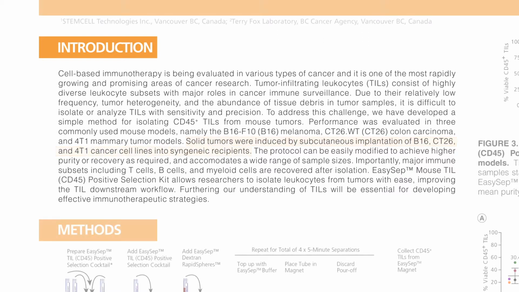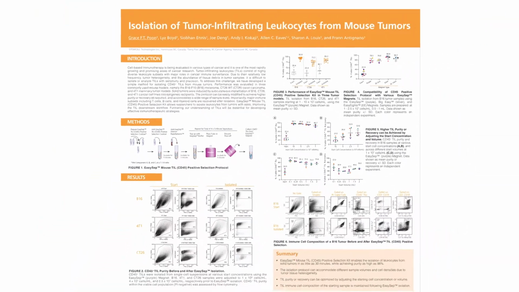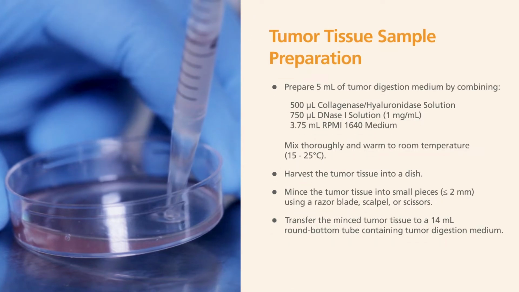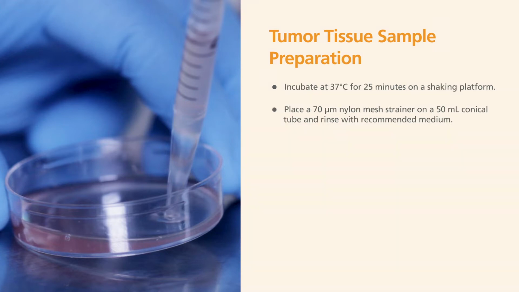To start, you will need to generate a single-cell suspension from solid tumors. Briefly, prepare tumor digestion medium consisting of collagenase, hyaluronidase, and DNase. Mince the tumor tissue into small pieces using a razor blade, scalpel, or scissors, and transfer it into a 14 ml round-bottom tube containing the tumor digestion medium. Incubate at 37 degrees for 25 minutes on a shaking platform. Then, filter the digested tumor sample through a 70-micron cell strainer to obtain single-cell suspension.